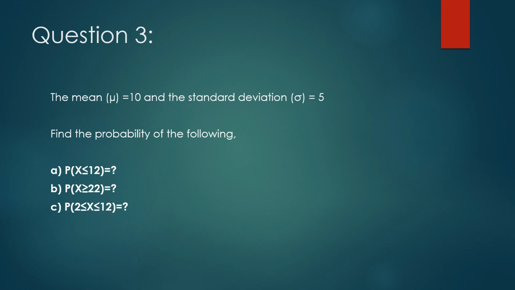From the question, we know that our mu value or mean is 10 and the standard deviation value or sigma value is 5. So the first part of the question is probability of x less than or equal to 12. The second part is probability of x greater than or equal to 22. The third part of the question is probability of x greater than or equal to 2 and less than or equal to 12.